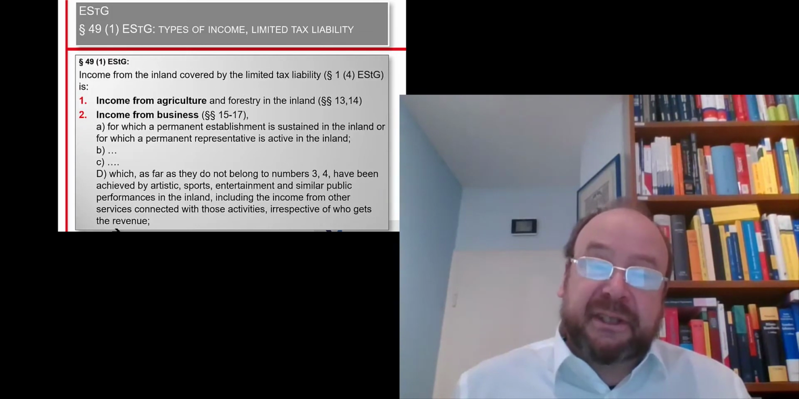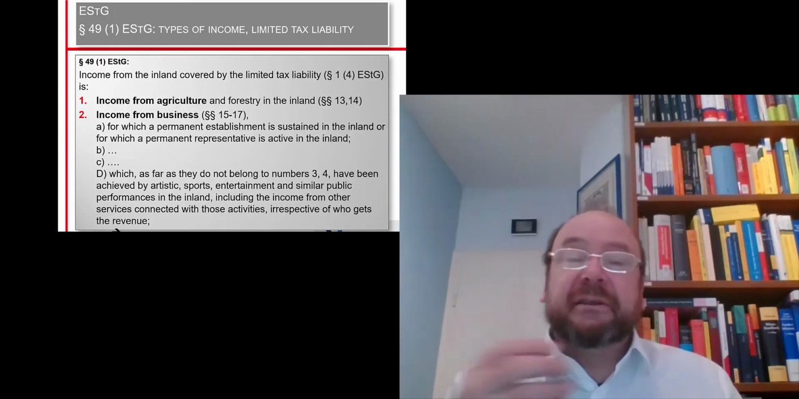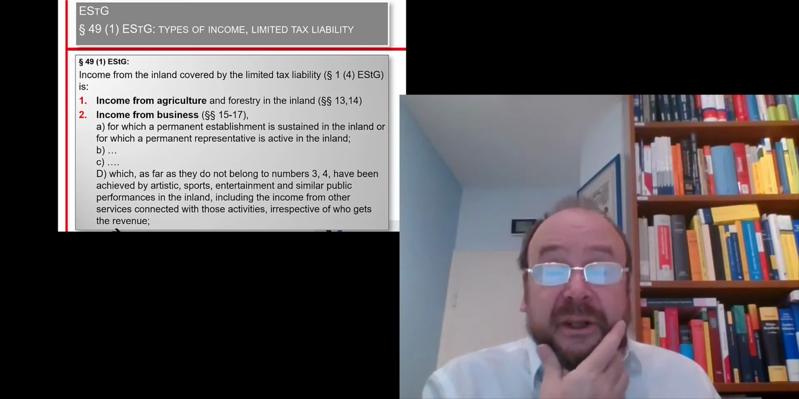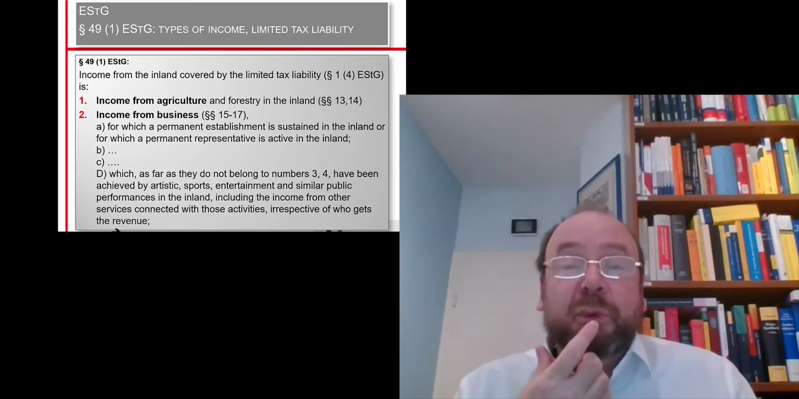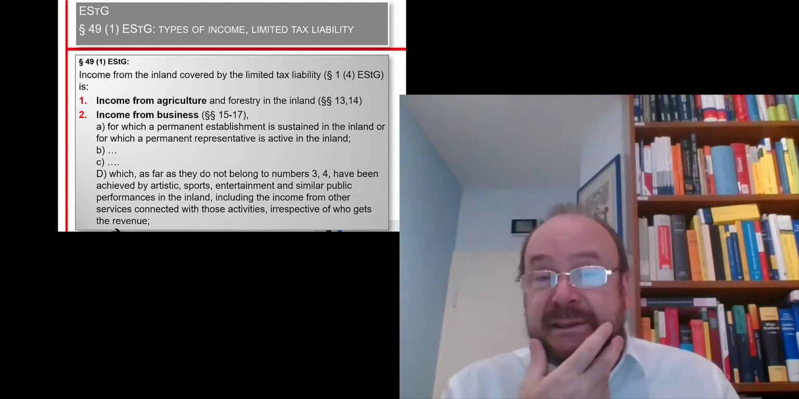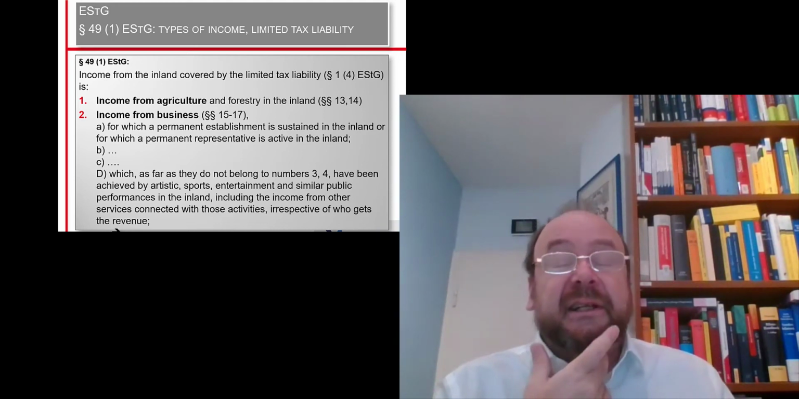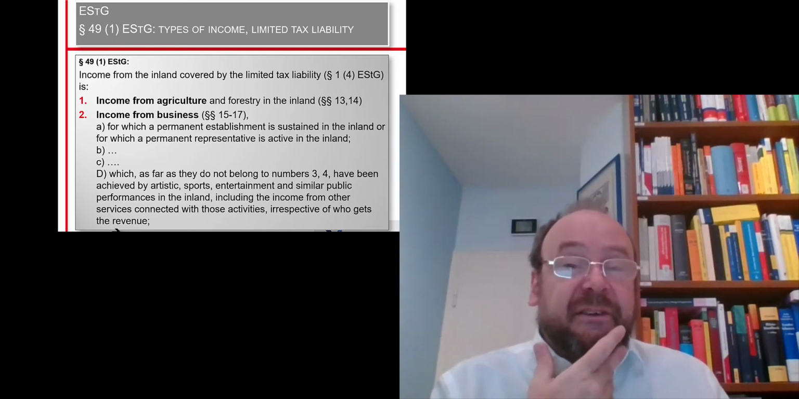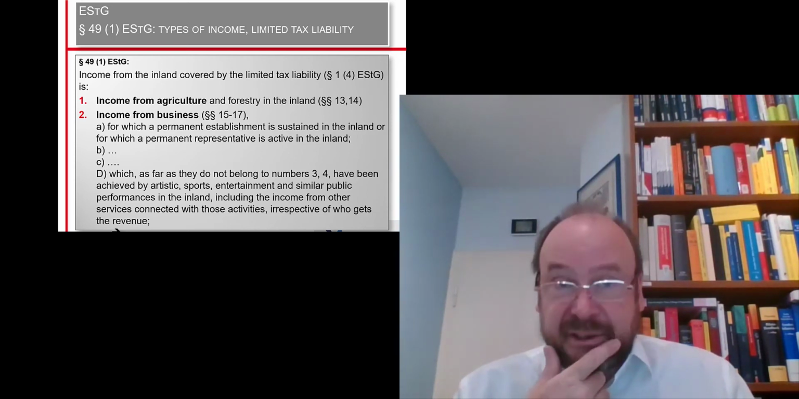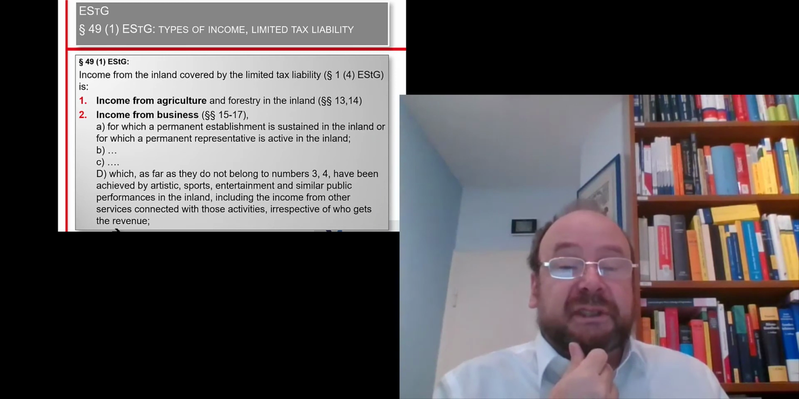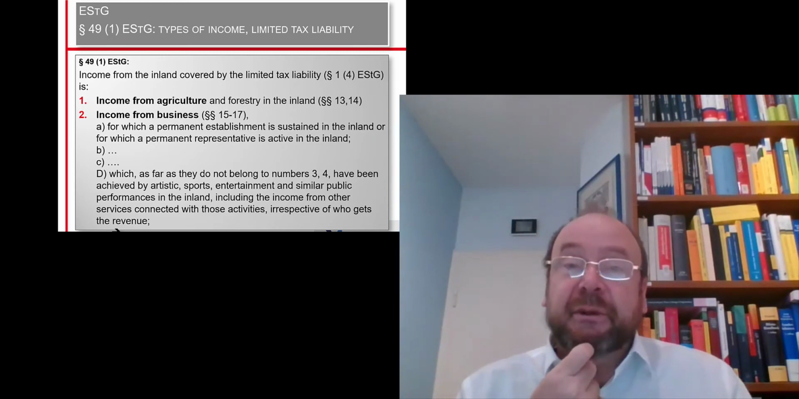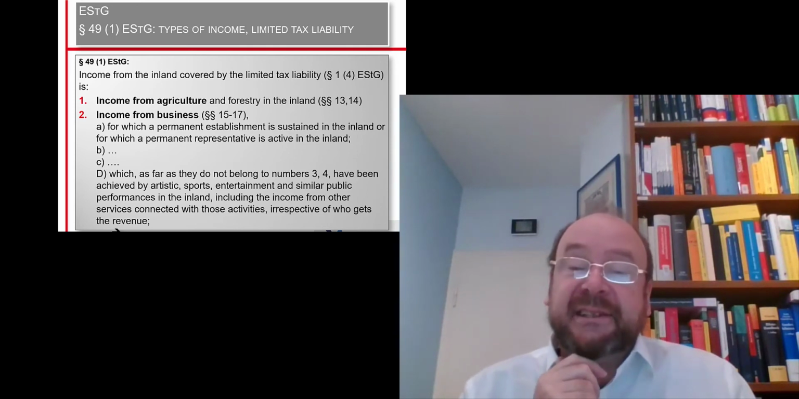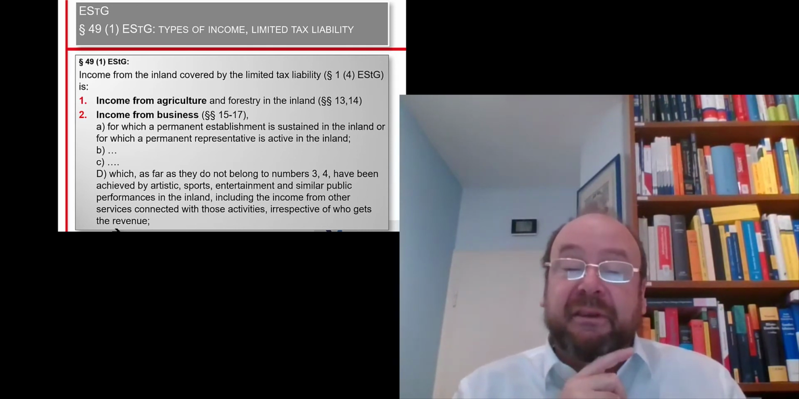If you look to section 49, the catalog of taxable income for the limited tax liability, there they also have to say when something has come from the inland, and sometimes they have to decide under which circumstances the connection to the inland is close enough to justify taxation. For example, income from business is only inland income if the foreign business person has a permanent establishment in the inland.